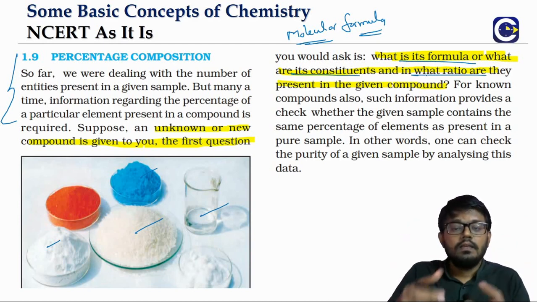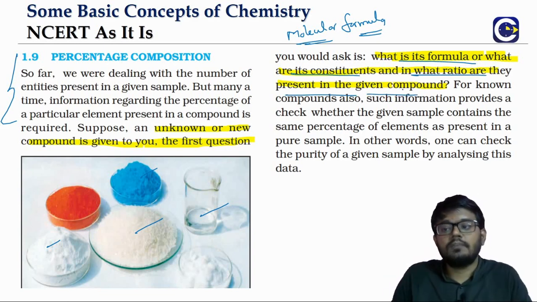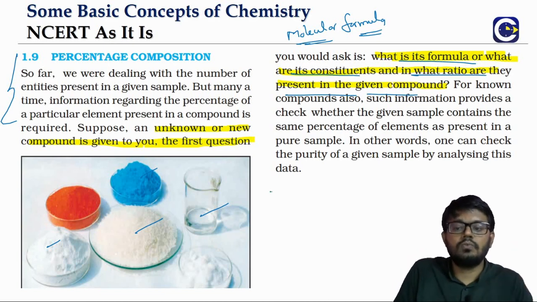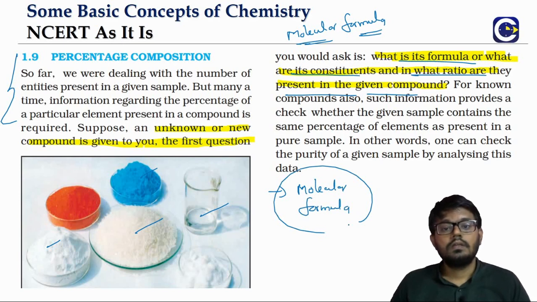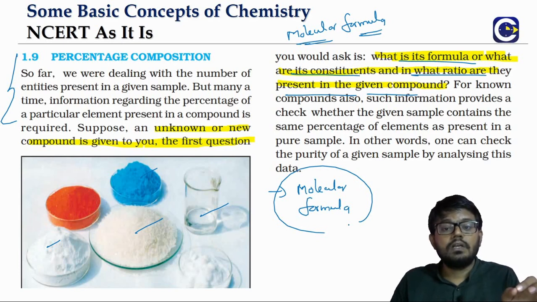And in what ratio these constituents or elements are present in the compound. So the main thing is this formula. What is this formula that we are talking about? It is called the molecular formula. We'll see how we will be able to get this molecular formula. But before we go there, we'll first have to understand the estimation of percentage composition.